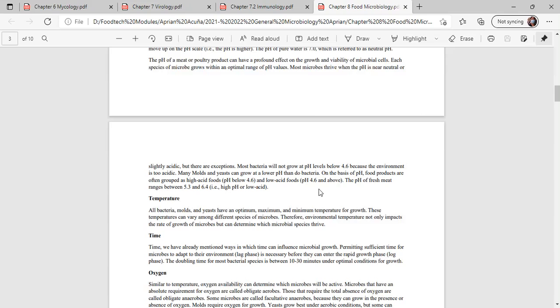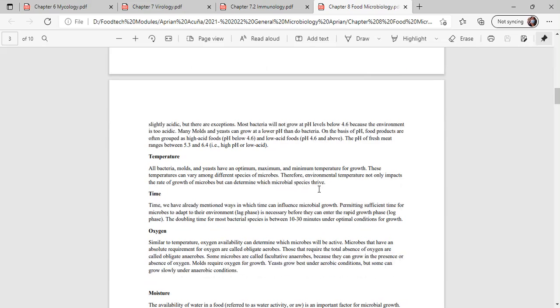On the basis of pH, food products are often grouped into high acid foods, such as those below 4.6, and low acid foods, which is around 4.6 and above. The pH of fish meat ranges around 5.3 to 6.4, which is a high pH or a low acid.